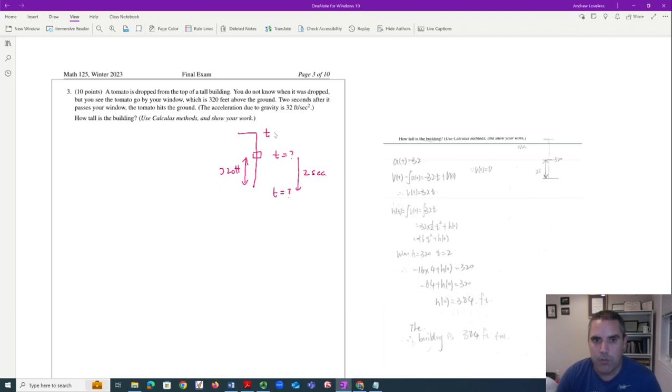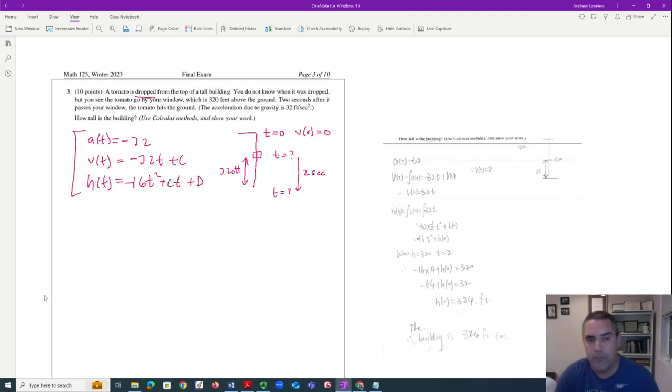Now my personal preference was to always make the top 0. And the fact that they told you it was dropped told you this was 0. And you should immediately, when you see this problem, write the acceleration is negative 32. The velocity is negative 32t plus c. And the height is negative 16t squared plus c. So that should be automatic. You want to get those points no matter what.